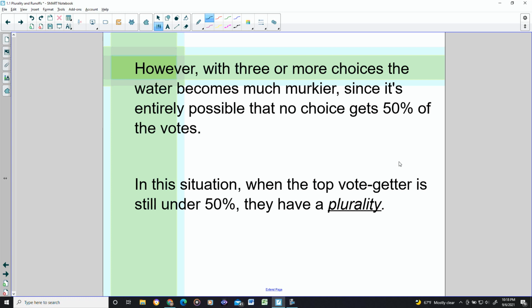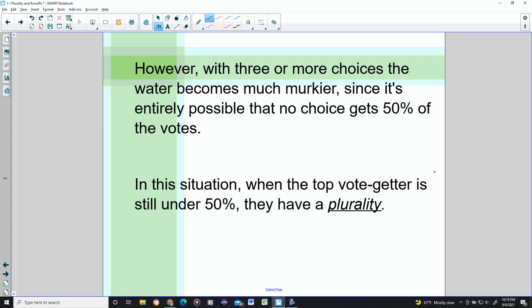So, for example, you have a case where not one candidate gets 48% of the vote, another one gets like 44% of the vote, and then a third candidate gets 8% of the vote. Like that can happen. And in that case, when the top vote getter is still under 50%, we call that a plurality. Really, anytime they win, it's considered a plurality.